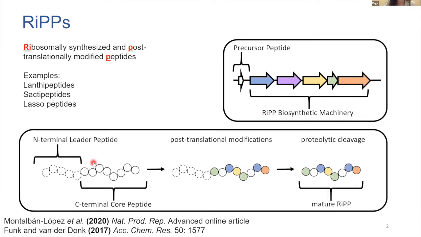The precursor peptide generally comprises an N-terminal leader and a C-terminal core motif. The N-terminal leader acts as a recognition motif for the biosynthetic machinery to grasp onto and modify the C-terminal core. After those post-translational modifications have occurred, then a proteolytic cleavage event generally occurs to release the mature RiPP from the leader peptide to afford your natural product.